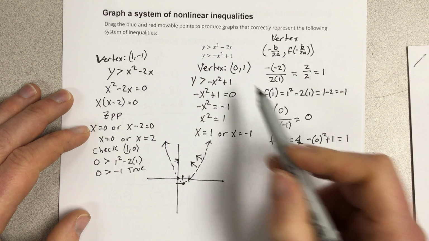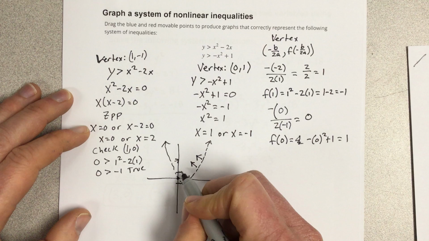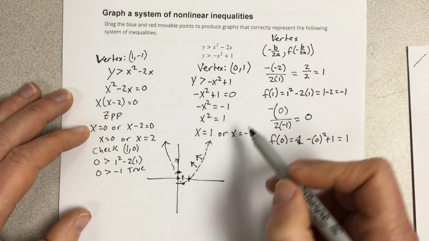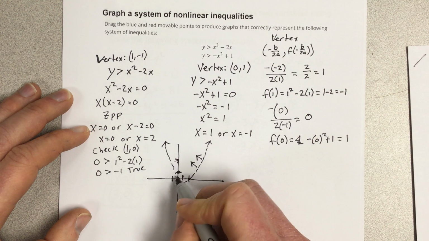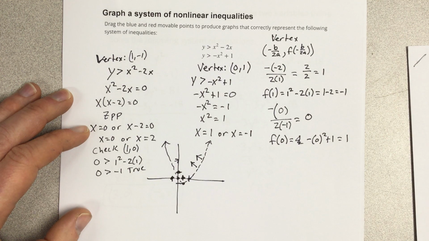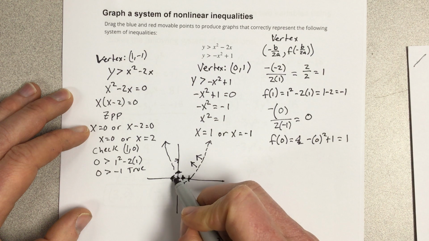Then I'm going to graph the other piece. I have a vertex of 0, 1, which is right here. I am crossing at 1 and negative 1. So there's negative 1. Both of these are coordinates. And it's a dashed line because of the greater than sign. So I have a dashed line here.